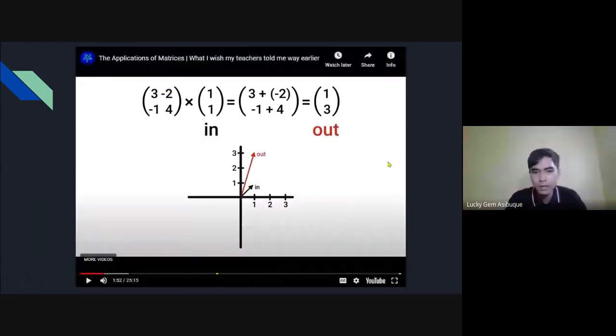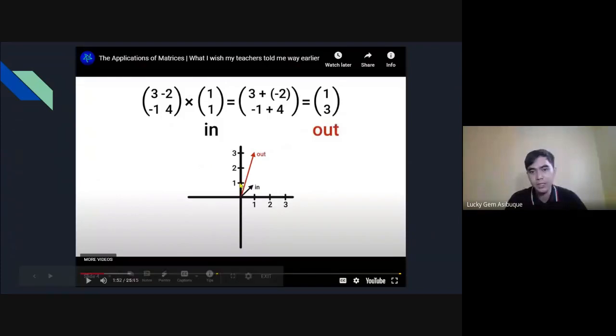Ayan, nakita nyo, di ba? So, halimbawa daw, yung isang vector, yung 1, 1, kasi di ba pag mag-graph kayo, so yun yung isang vector. Kasi pag sinabi nyo kasing vector, guys, ano lang siya, isang column o isang row. Okay? So ito, in this case, isang column lang siya. 1, 1. Isang column. So vector siya. Ngayon, kapag pre-process natin siya sa isang matrix, ang kinalabasan niya ay isa pang matrix din. So, ganun yung pagpaprocess ng vector sa matrix.